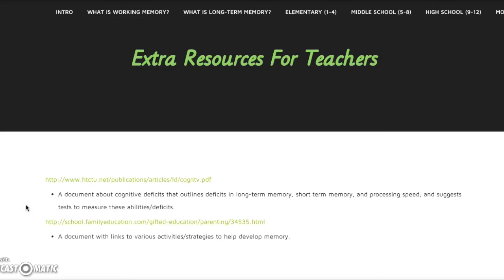Here we have listed a couple additional resources that can assist teachers with understanding the ideas behind working and long-term memory. They can apply strategies from these sources to create a more successful learning environment. The first one is a document about cognitive deficits that outlines deficits in long-term memory, short-term memory, and processing speed, and suggests tests to measure these abilities and deficits. After that is a document with links to various activities and strategies to help develop memory.